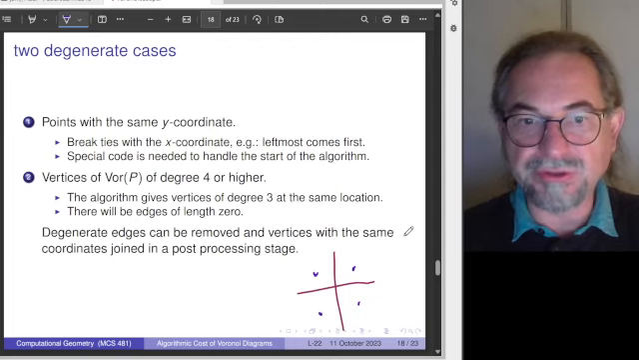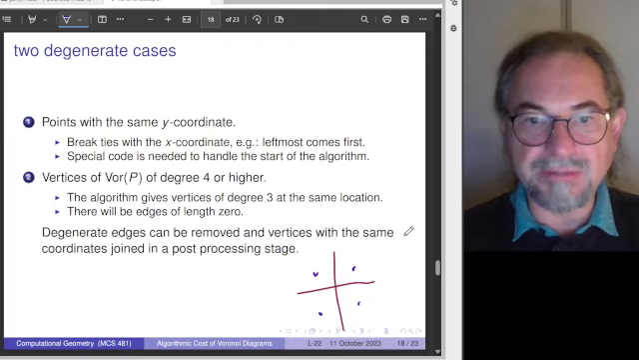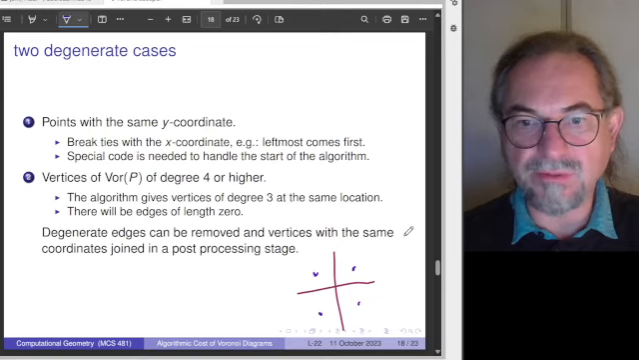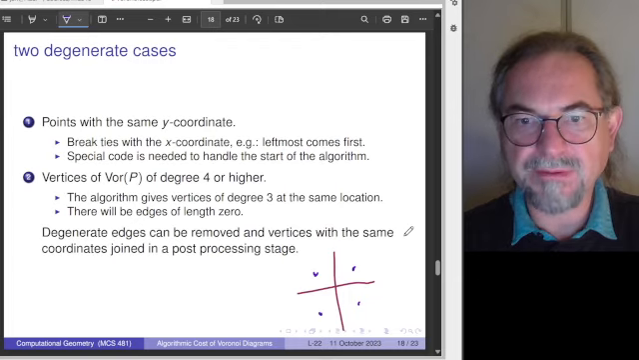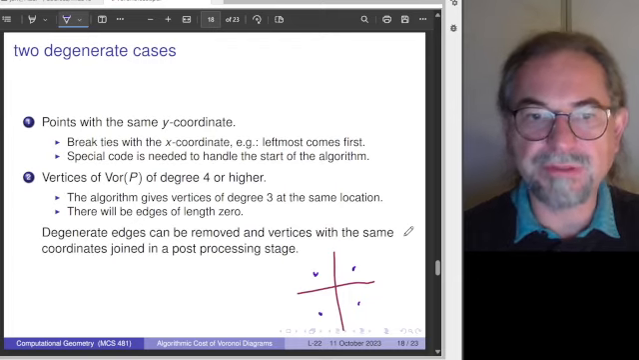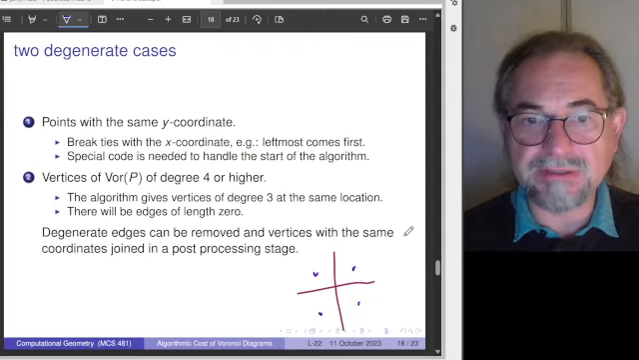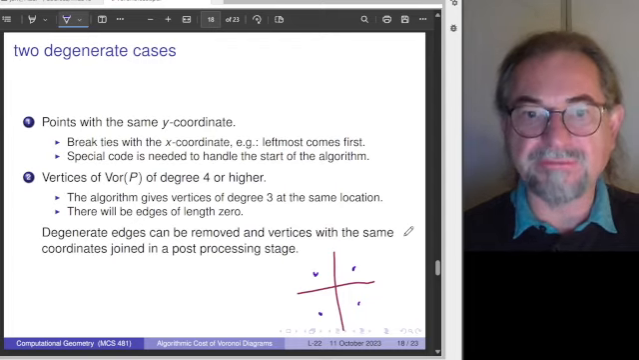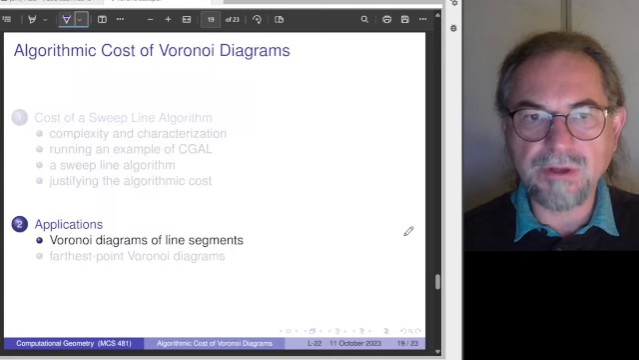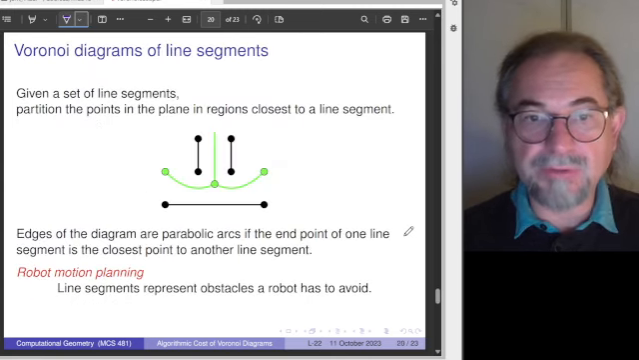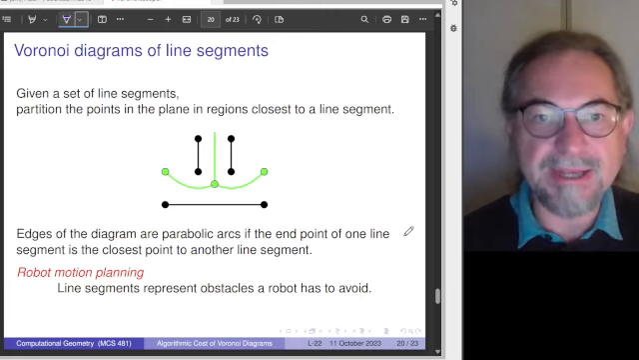This might also lead to edges that are of length 0, because you consider this vertex essentially multiple times. Again, you can work with specialized code that detects this, or at least you have to do some post-processing to make sure that you have no edges of length 0. All right, I'm closing in on the end. Let's look at some applications.